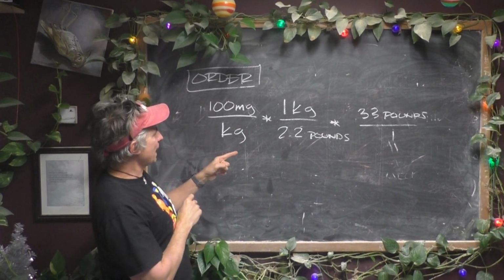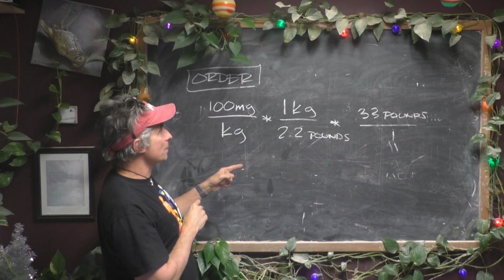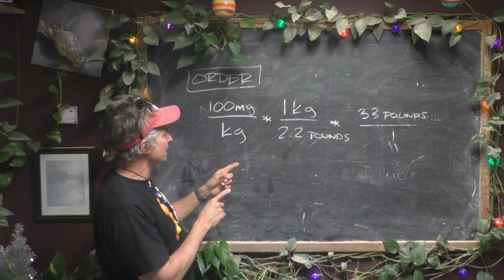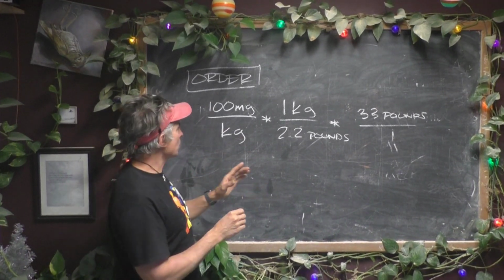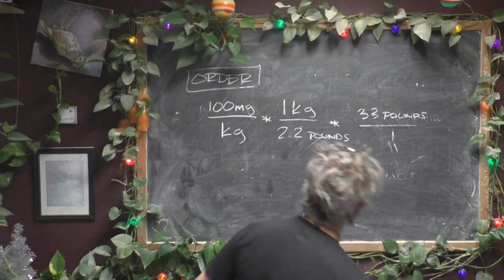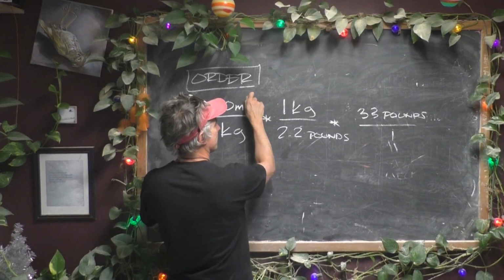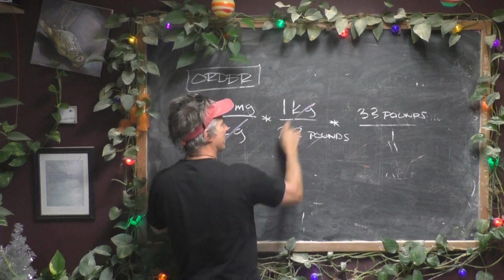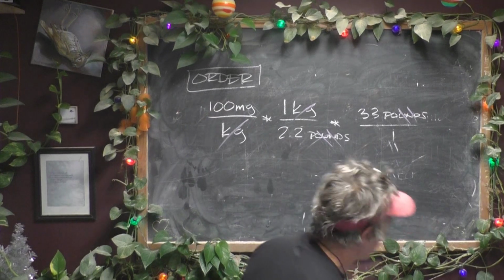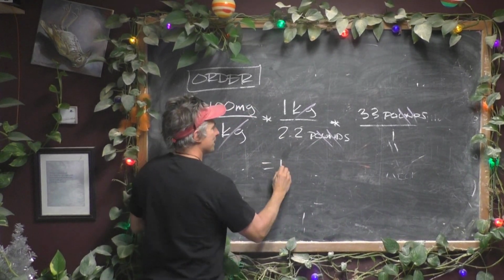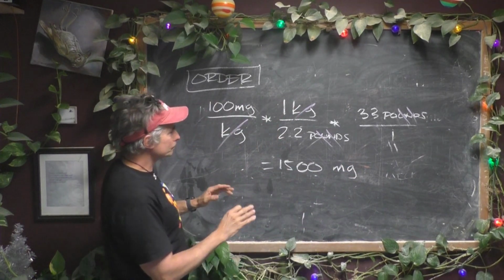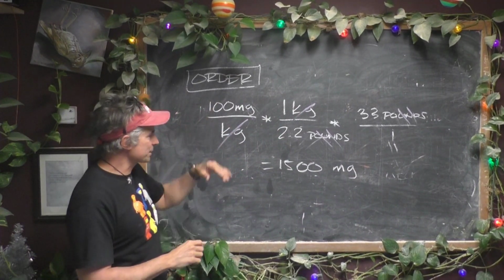Okay, so we've got 3,300 divided by 2.2. My brain wants that to be nice. If that was 3,000 divided by 2, that's 1,500. So that means this comes out, if we do our little unit dance, milligram stays. Kilograms divides off. Pounds divides off. Then we got 3,300 divided by 2.2. That's going to be 1,500 milligrams. Everything else divides off.